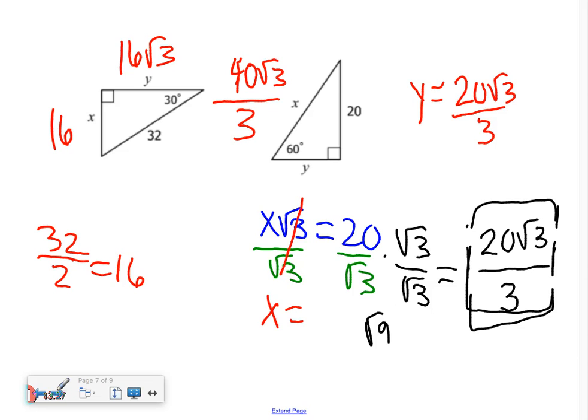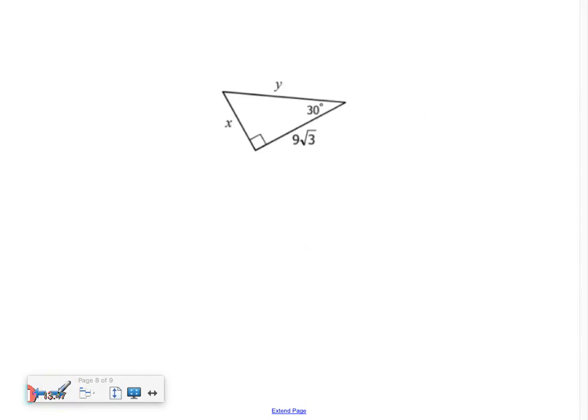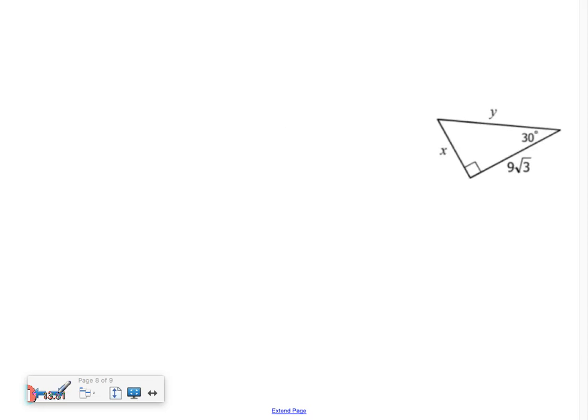What's the next one? I think we know these. Should we try another one like that? Okay. Let's say, okay, you guys take a second and find X and Y on that blue triangle I just made up. This one's just like the last one we did. I just want you to practice it on your own. Write it somewhere in your notebook.